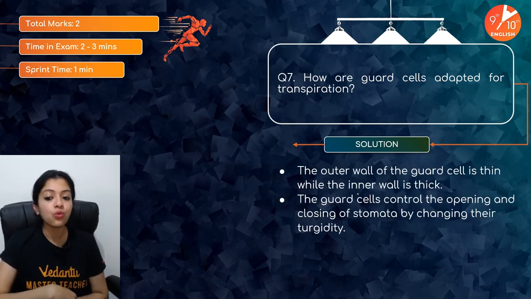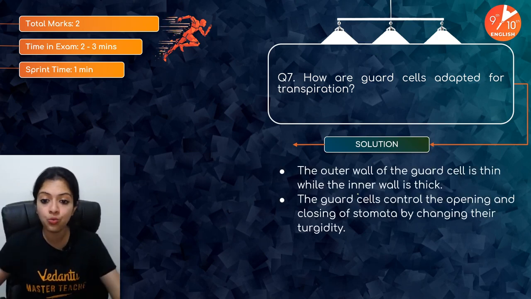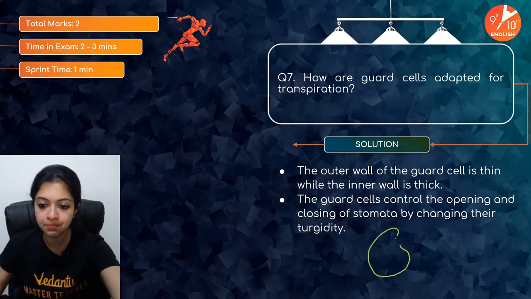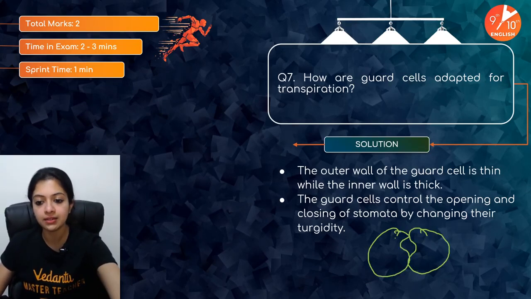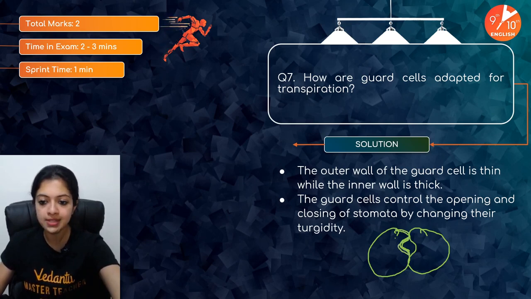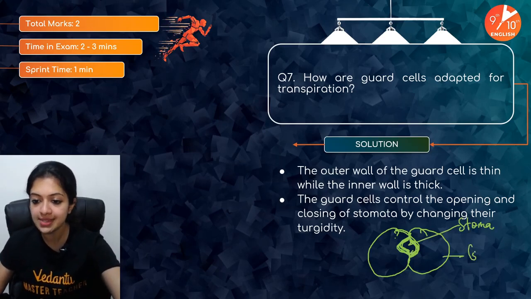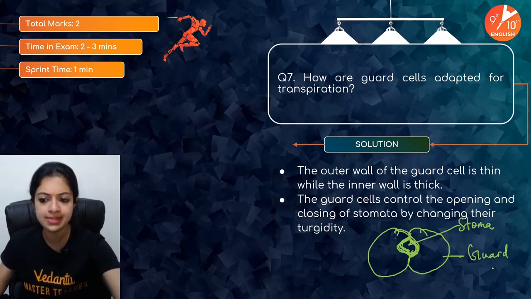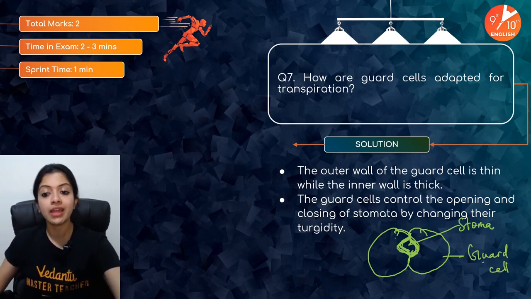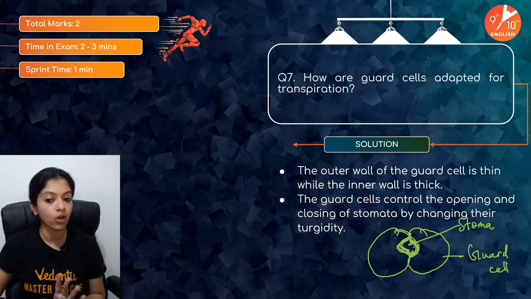Of course, the outer wall of the guard cell is thinner while the inner wall is thick. Remember the bean-shaped cells. I know that's a messed up diagram, but just for you to get an idea about it, the inner walls are thicker than the outer walls. Outer walls are much thinner normally. This opening is called the stoma. This is one of the guard cells and the other one is the other guard cell. So the outer wall is thinner than the inner wall.